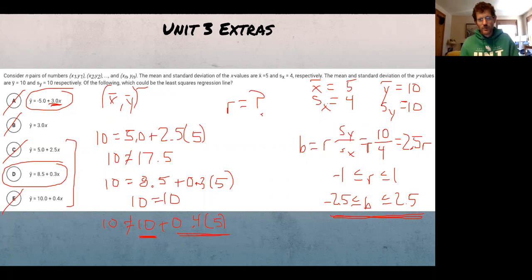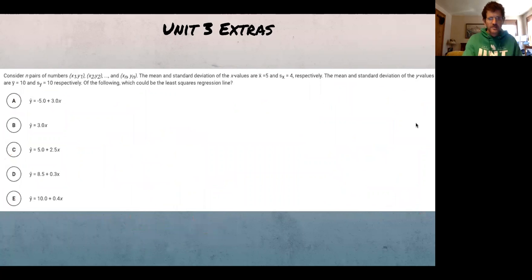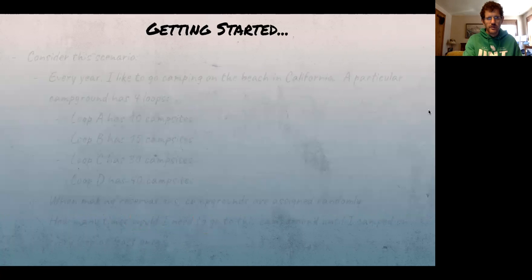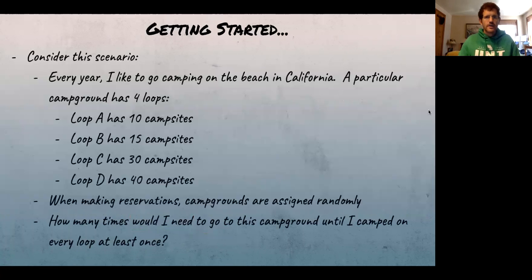Any questions on those? Okay, and we'll just move ahead. Hopefully that process made some sense. You're just using properties of your correlation and some equations that you know in order to figure out how to do this. Okay, this is a problem we're going to look at just to get started.